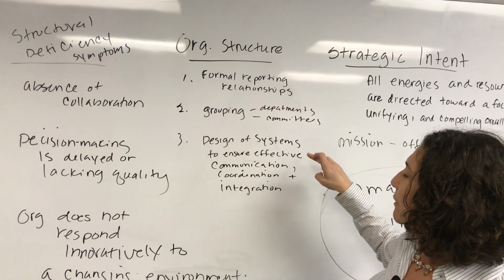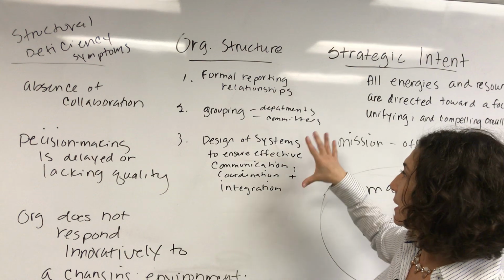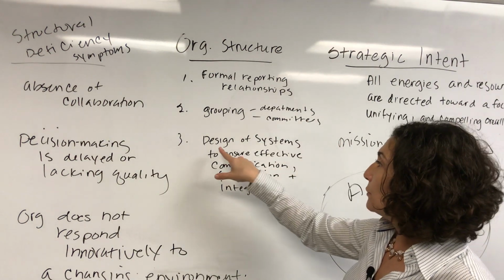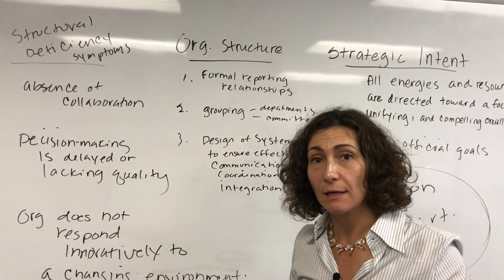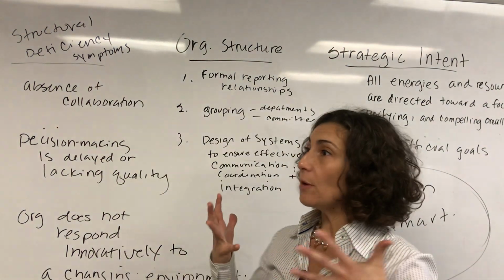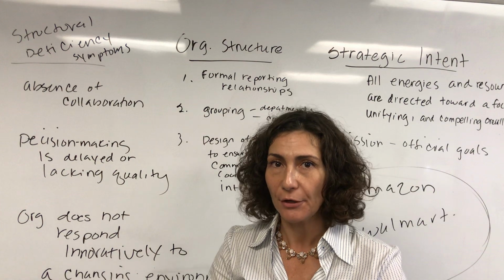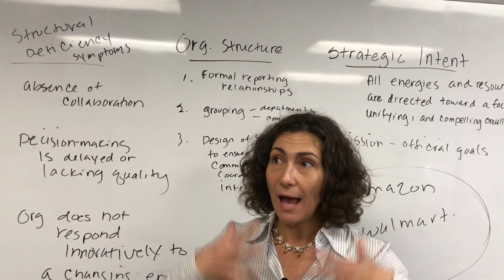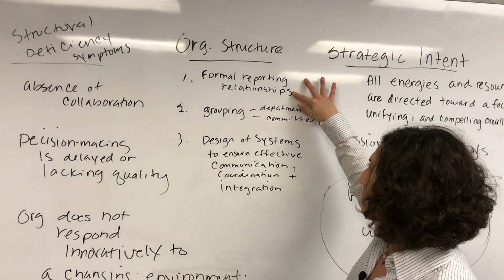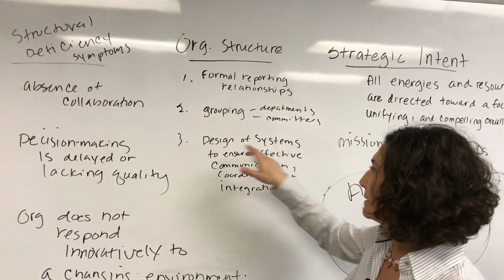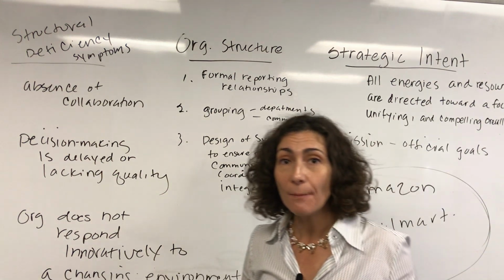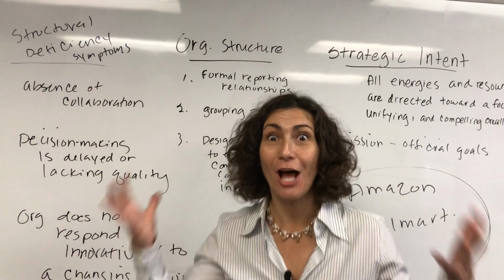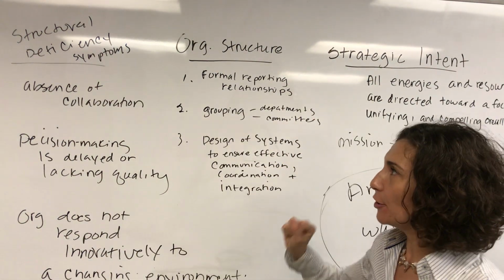Design of systems to ensure effective communication, coordination, integration. Right here is so imperative that these people know you've designed a way for people to communicate, coordinate, collaborate, and work together. This is something that almost changes every year. If you're in an organization that's over 10 years old, by now you have to rethink how you might have the formal reporting structure, but the design of how people communicate has to be updated and upgraded, because we have different ways to communicate now using technology. So that's org structure.